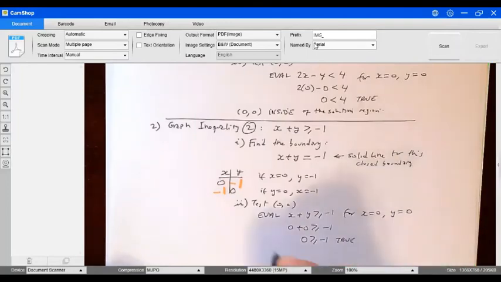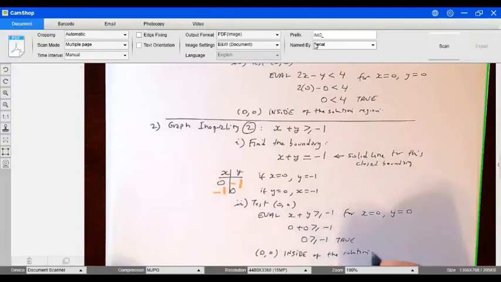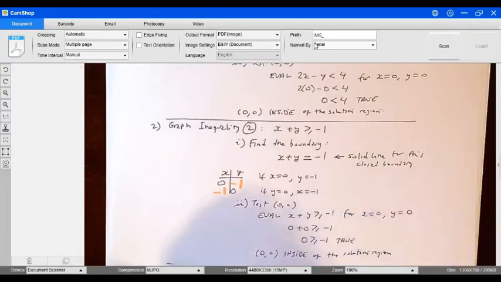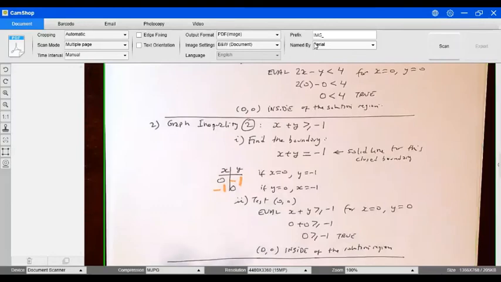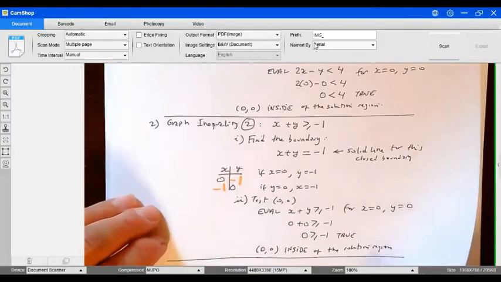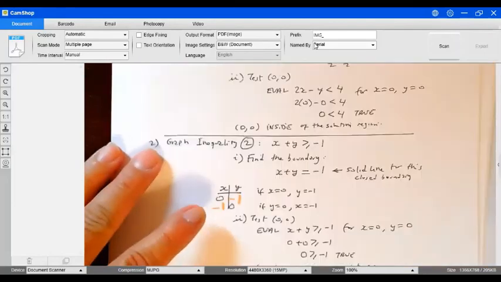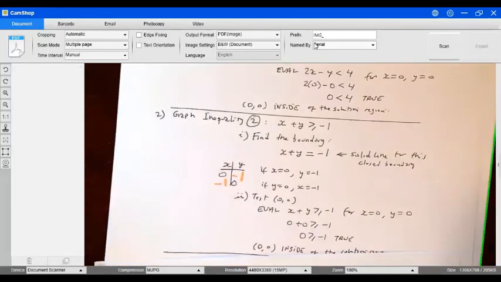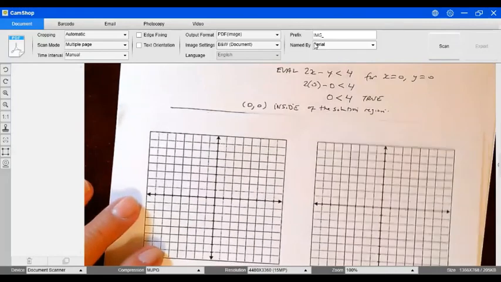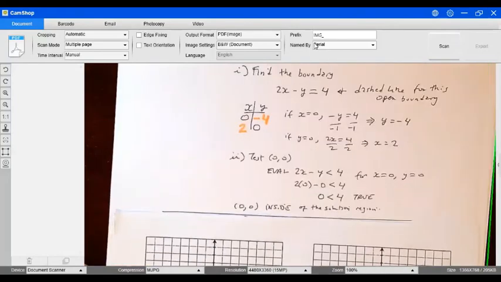So that means that in this case, the origin is also inside of the solution region. So now is the time to put everything into a grid paper. So let's do that. So we have here first for the first inequality. Let's work with the first inequality.